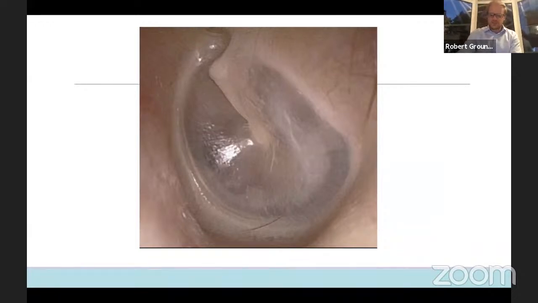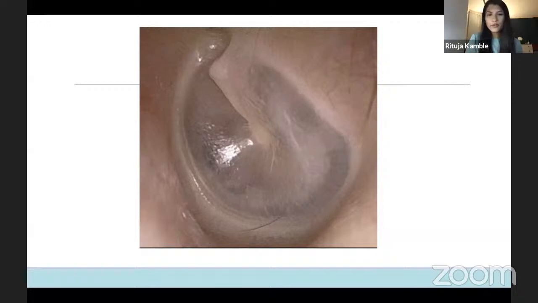I don't know if people feel that they want to on the comment section type in what they think is going on here, just to get your thoughts percolating. But when I look at this ear, would anyone be worried if they saw this eardrum? Any comments coming up, Ratuja? Nothing yet. It's tricky actually on Zoom to get this right.